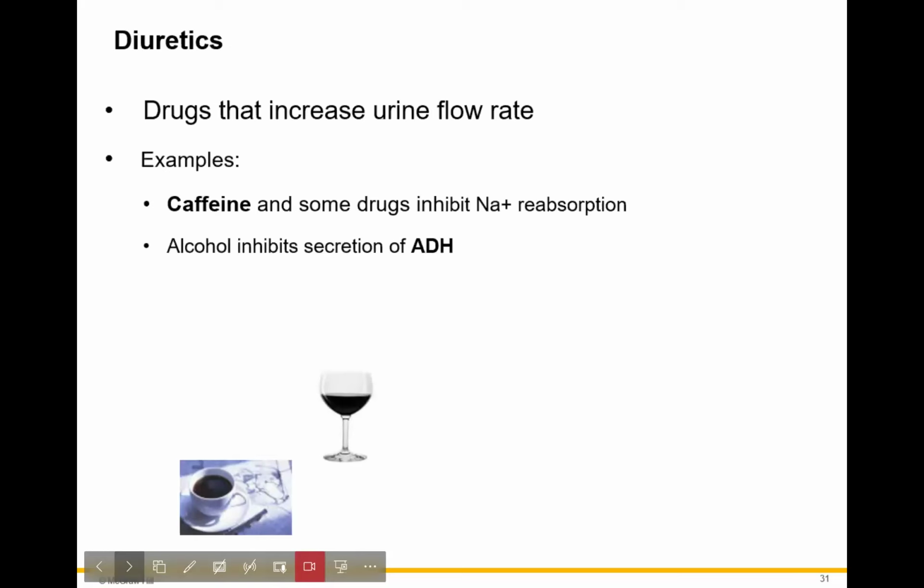Right. So caffeine and some drugs inhibit sodium reabsorption. So this is occurring in the distal convoluted tubule. Remember, water follows the salt. So if you're not reabsorbing as much sodium, you're not reabsorbing as much water. And alcohol inhibits the secretion of ADH. So I remember from the video, ADH, a damn hangover. So being hungover is due to dehydration, which can cause that headachy feeling.